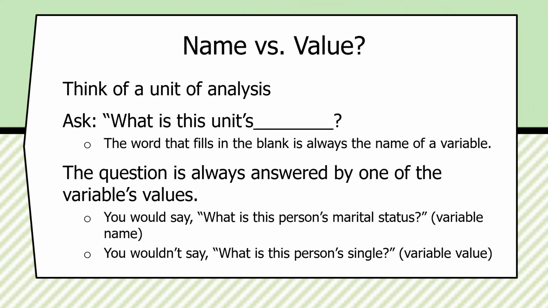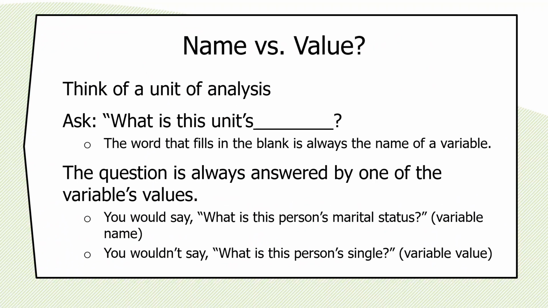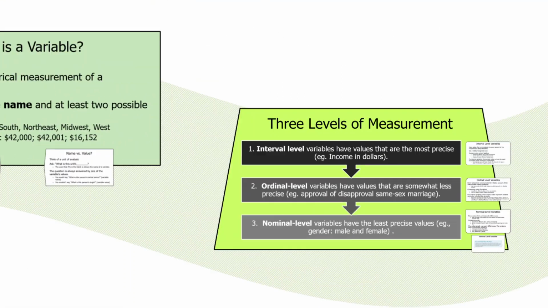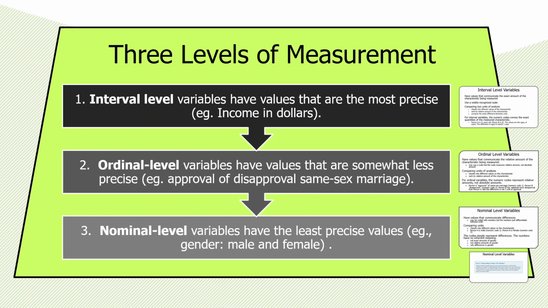All right, variables come in 3 flavors, if you will. Some textbooks talk about a 4th level of measure, but in political research, there are very commonly 3 levels of measurement or 3 levels of precision. The values of a variable tell you how precise it is. 3 levels of measurement, or degrees of precision, is another way of looking at it. The most powerful, the most precise, are interval level variables. Interval level variables have values that are the most precise. Income in dollars, for example.